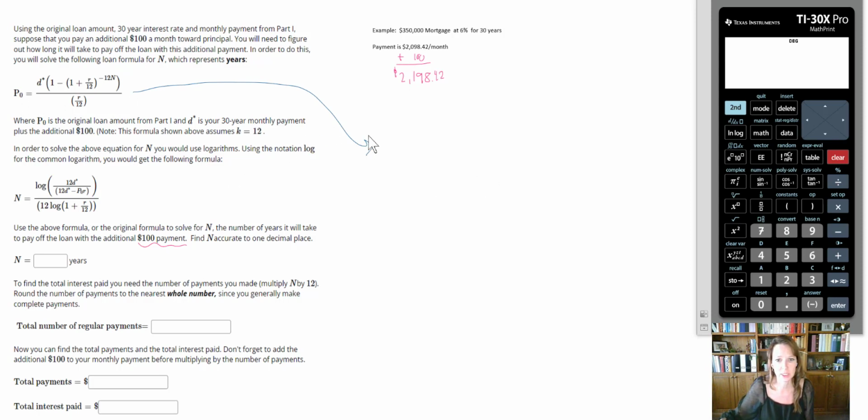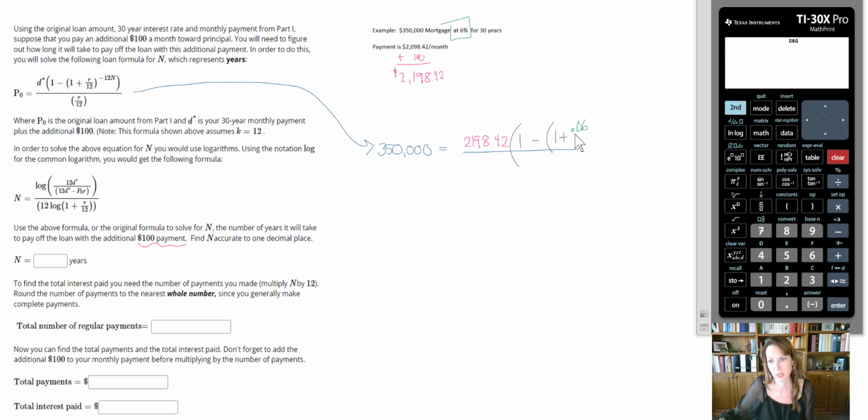So what I'd like to do is say the initial amount, the P zero, is my initial amount. So that's going to be my $350,000 equals my new payment, which is what I just calculated to be $2,198.42. And then I'm going to open up my parenthesis, take 1 minus the 1 plus what is my rate, which is the 6%, as a decimal is 0.06.